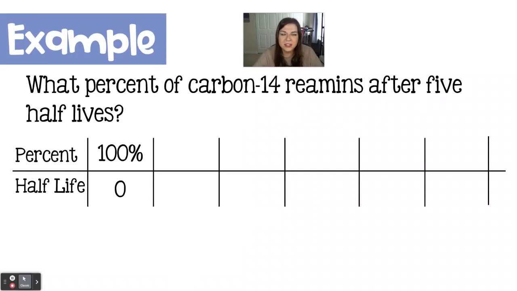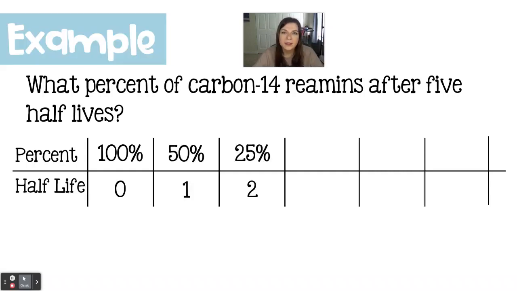Okay, so here's our first example. It asks what percent of carbon-14 remains after 5 half-lives. So we are first working with 100% of our sample, and we are at half-life 0. Time is starting right now. The first thing that we're going to do is cut our sample in half. So now we're only going to have 50% of the sample, and 1 half-life has passed. After that, in the second half-life, we will have only 25% of the sample remaining.